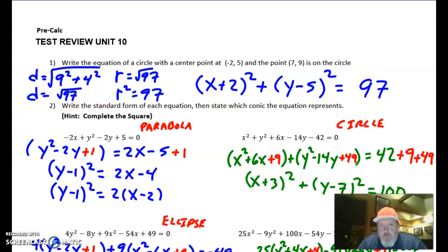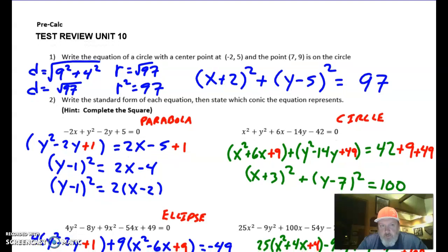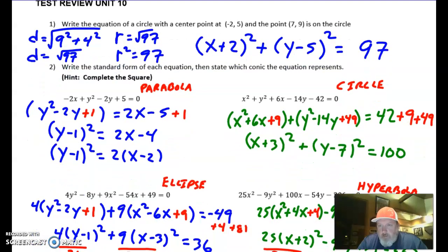For number two, a whole bunch of completing the square here, and you're determining whether you have a parabola, circle, an ellipse, or a hyperbola. If your x squared and y squared terms have the same coefficient and are both positive, that's a hint that you have a circle. So again, you can look at the completing the square work here. I'm not going to go through every single detail there. If you only have one squared term, that's a hint that it's a parabola. So even if you can't do the completing the square, you should be able to identify correctly which one it is.